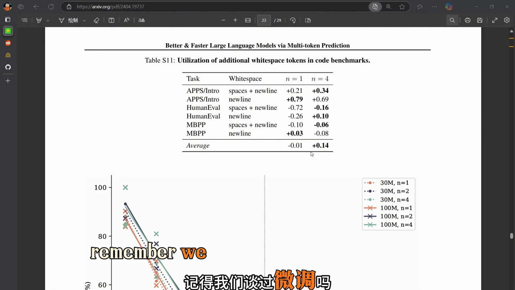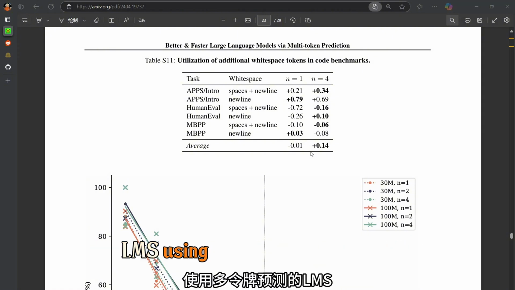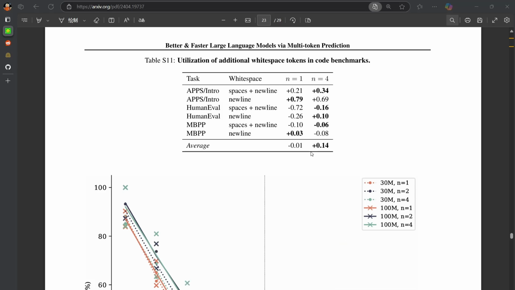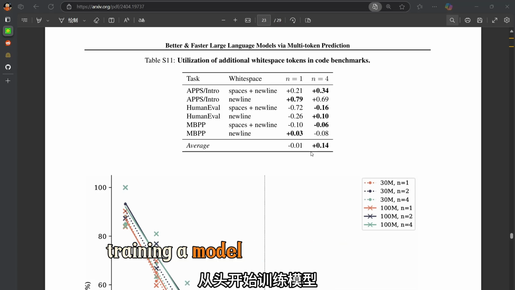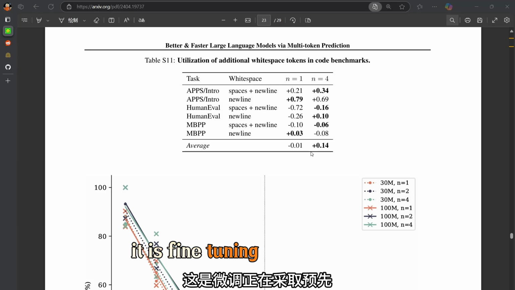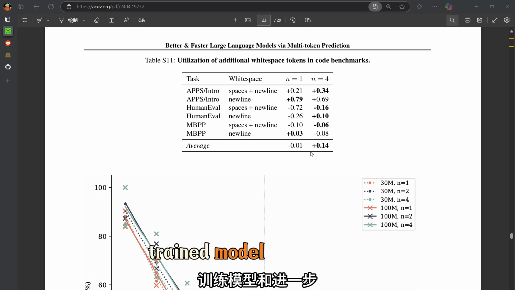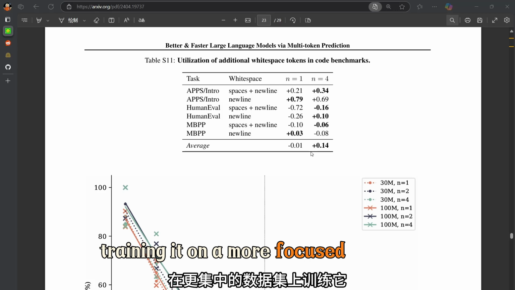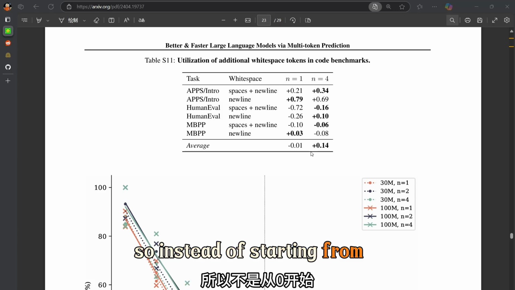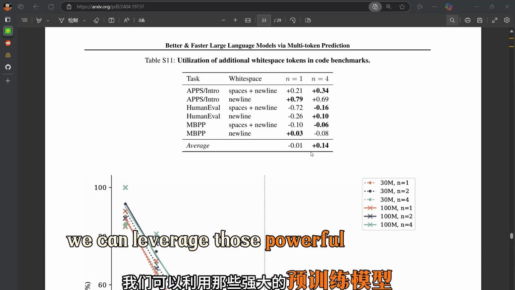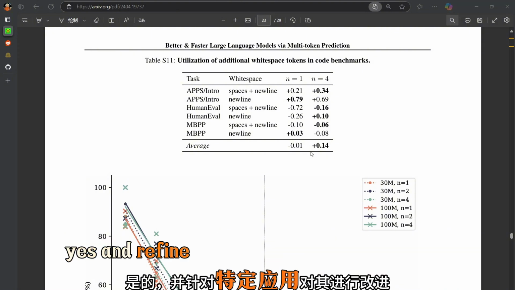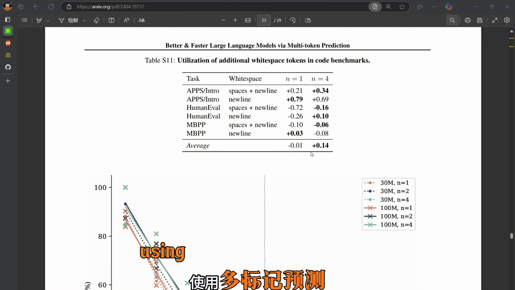Exactly. Now, remember we talked about fine-tuning LLMs using multi-token prediction? Fine-tuning, isn't that different from training a model from the ground up? It is. Fine-tuning is taking a pre-trained model and further training it on a more focused data set. So instead of starting from zero, we can leverage those powerful pre-trained models. Yes, and refine them for specific applications using multi-token prediction, like a software upgrade.